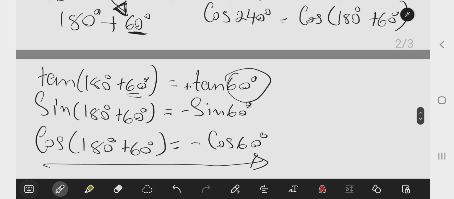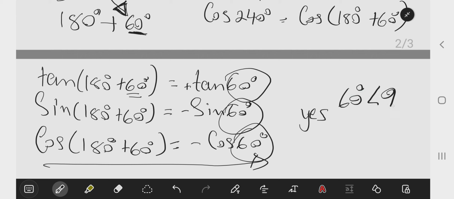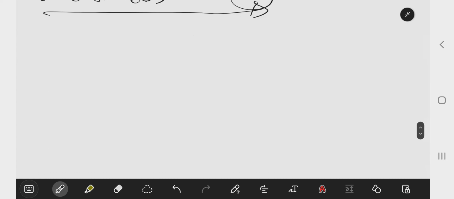Is 60 degrees an acute angle? The answer is yes. 60 degrees is less than 90. So 60 is an acute angle. All right, so let us do another example. Let's say 120 degrees, right? We want to evaluate sine 120 degrees or cos 120 degrees, maybe, and tan 120 degrees, okay?